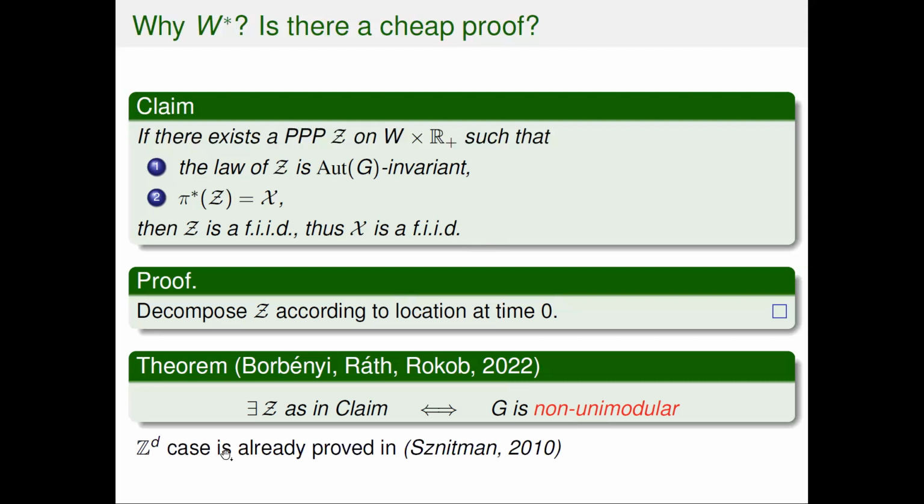And by the way, this whole idea of why you have to take the space of trajectories modulo time shift already appeared in the seminal paper of Sznitman, but of course he only discussed it in the case of Z^d. But nevertheless, this is already a nice characterization theorem, because if you remember, there was an earlier characterization theorem which characterized amenable graphs using interlacement, and now we have a characterization of unimodular graphs using interlacement.